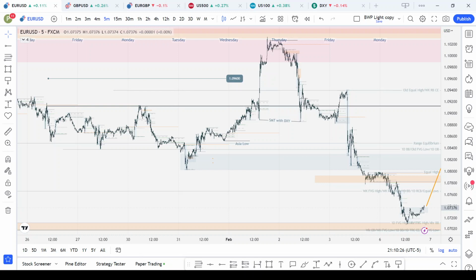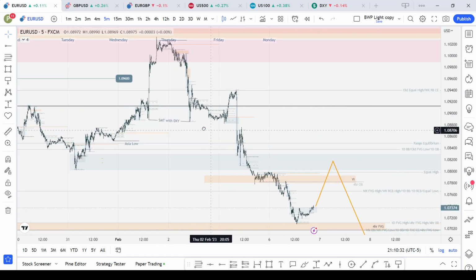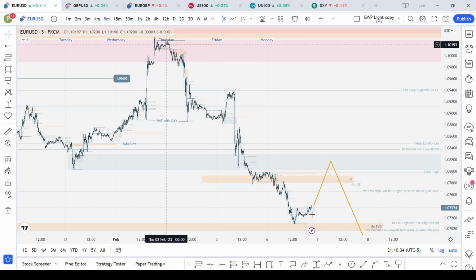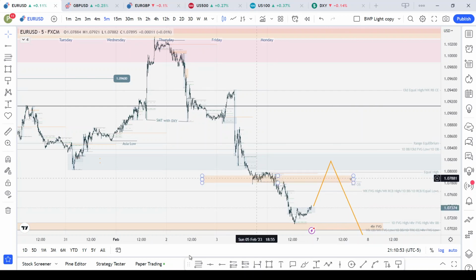This move is also to some extent looking like a market maker buy model. So this entire move here is looking like a market maker buy model, but I don't trust it. I'm leaning until price turns this volume imbalance into support. That is when I can then anticipate this. Okay, so let me show you the last week price action.